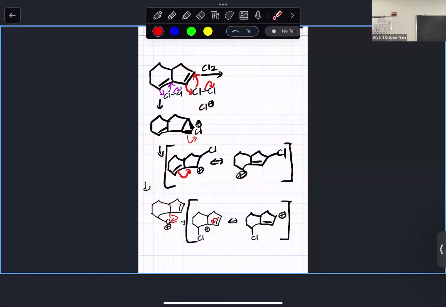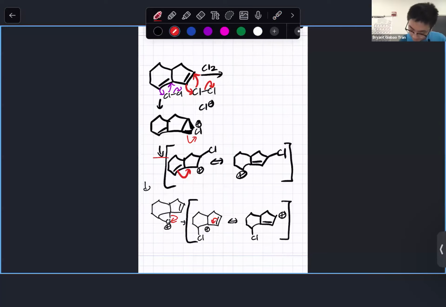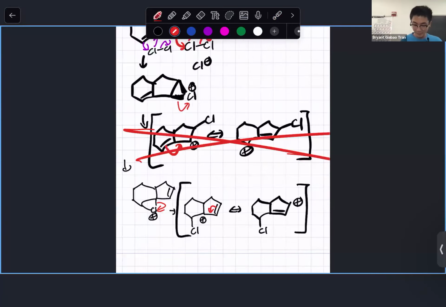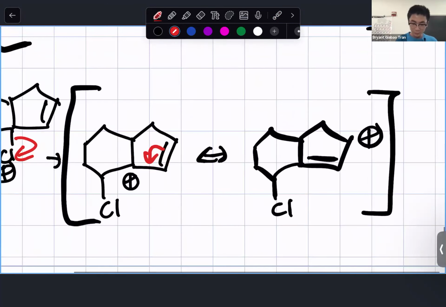Now, we have to determine which one is our best resonance set. Which one has the most stable carbocation intermediate? Right, the bottom one, because this bottom one here has a tertiary allylic carbocation, whereas the top one here does not have a tertiary allylic carbocation. This is secondary allylic, which is less stable than that tertiary allylic. So we are going to eliminate the top one, ignore that one. We only focus on the bottom one now, where we determine which one is our kinetic product and which one is our thermodynamic product.